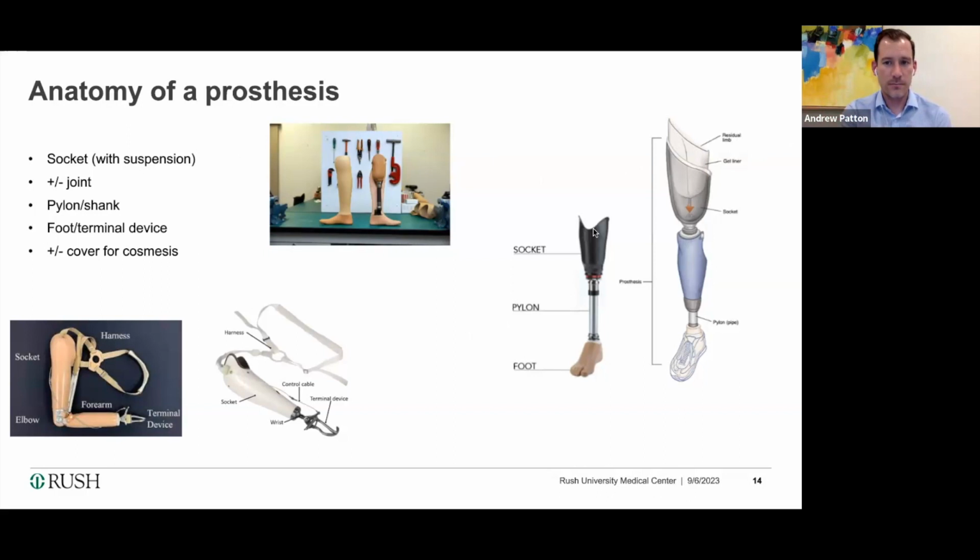So of course this is a BK, or below knee. So there's no joint here. This is just in place of their tibia, basically. Their knee joint is intact above it. But in this case, this is the knee joint.